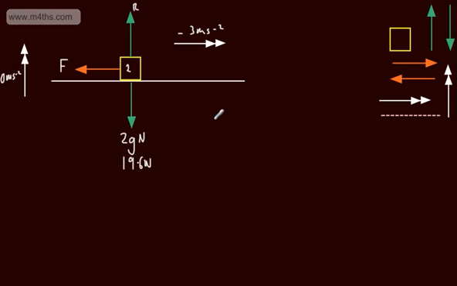So if I now resolved in this direction here, going to the right, we'd have minus the frictional force, and that would be equal to the mass, which is 2, multiplied by the acceleration, which is going to be -3. So we can see now that minus F is equal to -6. So the frictional force will be equal to 6 newtons. So that's what we have. Nice and logical, fairly straightforward.